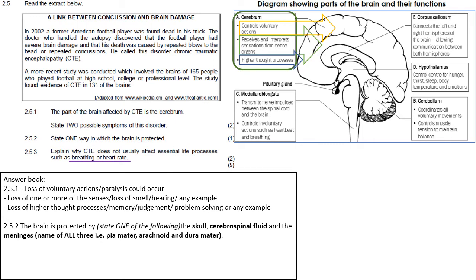2.5.2, you need only mention one of the following, either the skull, the cerebrospinal fluid, or the meninges, and if you want to be fancy, you can name all three. You will still get 1 mark, but a lot of respect.